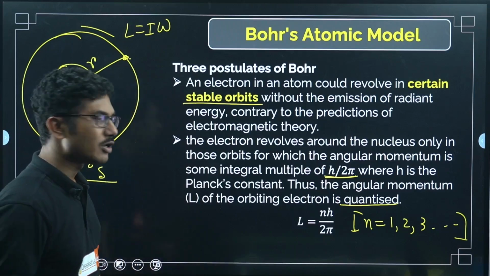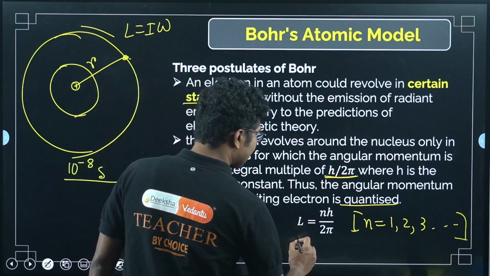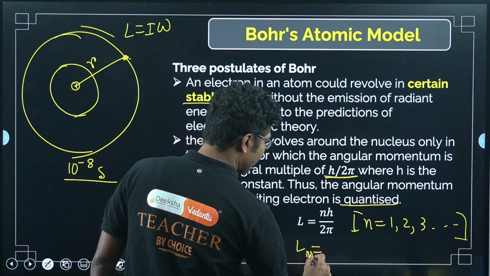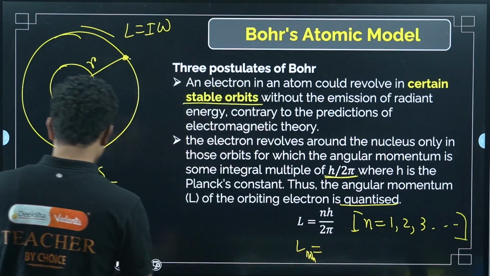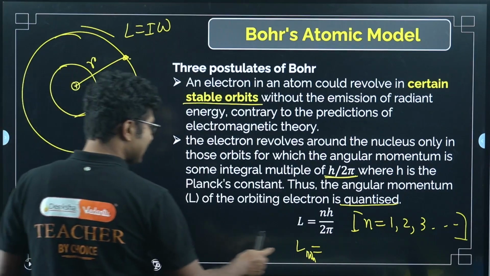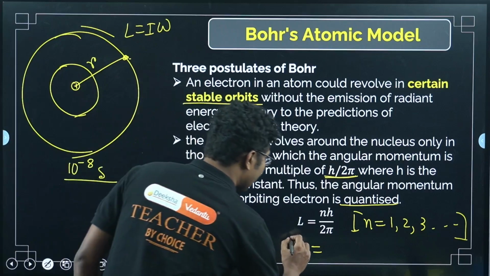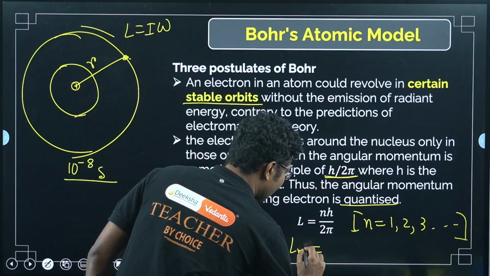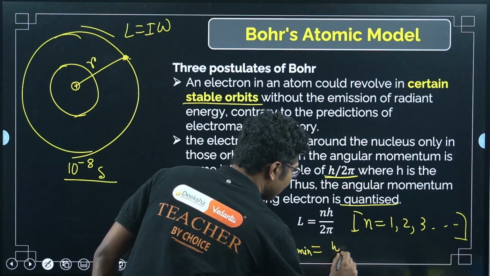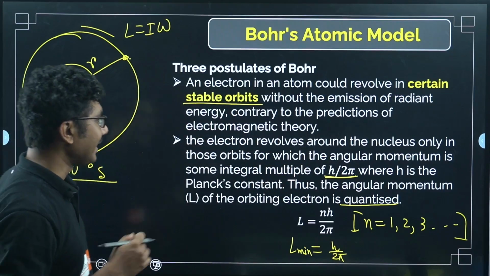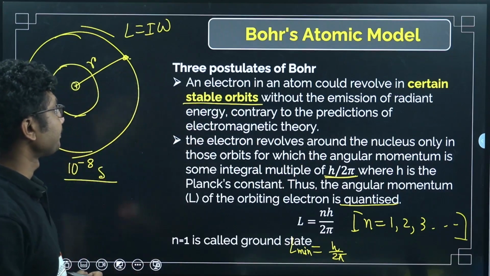Now what is the minimum value of angular momentum? Yes, if you put n equals 1, then that is the minimum value of L. That is the concept of quantization. In quantization there is a minimum possible value, and we will learn the name of that minimum value. This is h by 2 pi, right? So h by 2 pi is the minimum angular momentum. Very important thing to remember.